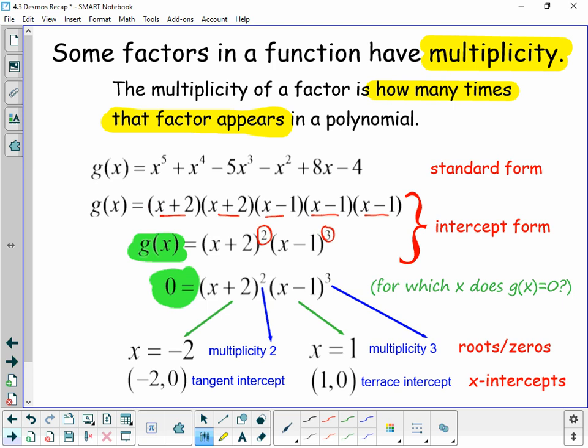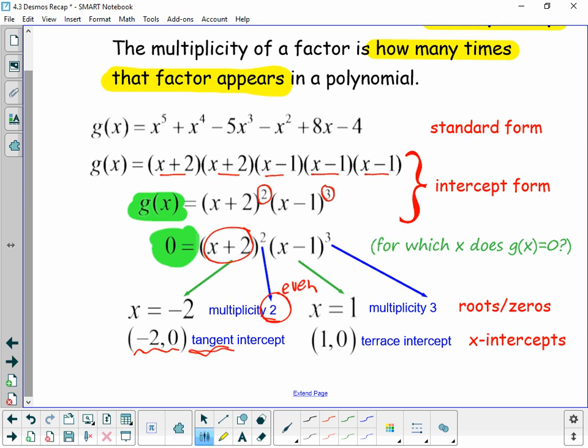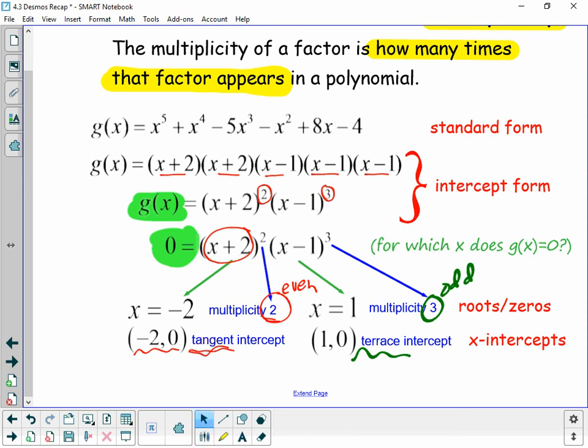So if we're looking for the x-intercepts of the function, we use that factored form to tell us that there is going to be an x-intercept. Since this factor is x plus 2, that intercept is going to happen at -2, 0. The multiplicity, if it's higher than 1, affects the behavior at that intercept. If this is an even multiplicity, that's going to give you a tangent intercept behavior. If that multiplicity is odd, like 3 or 5 or 1, you won't see that tangent behavior. If it's a 3 or higher, you're going to see terrace behavior at that intercept. So this second intercept at 1, 0 would be a terrace behavior. And we'll be working with this a lot more in the next 2 lessons.